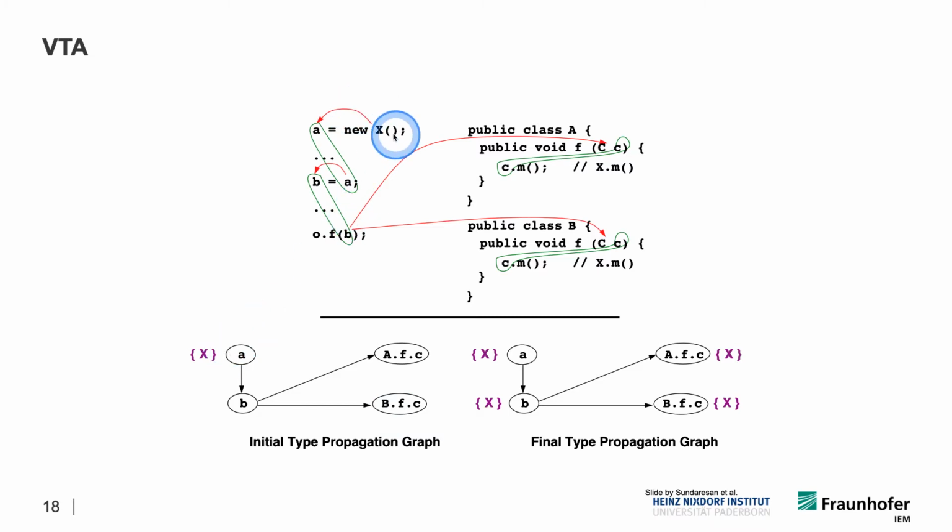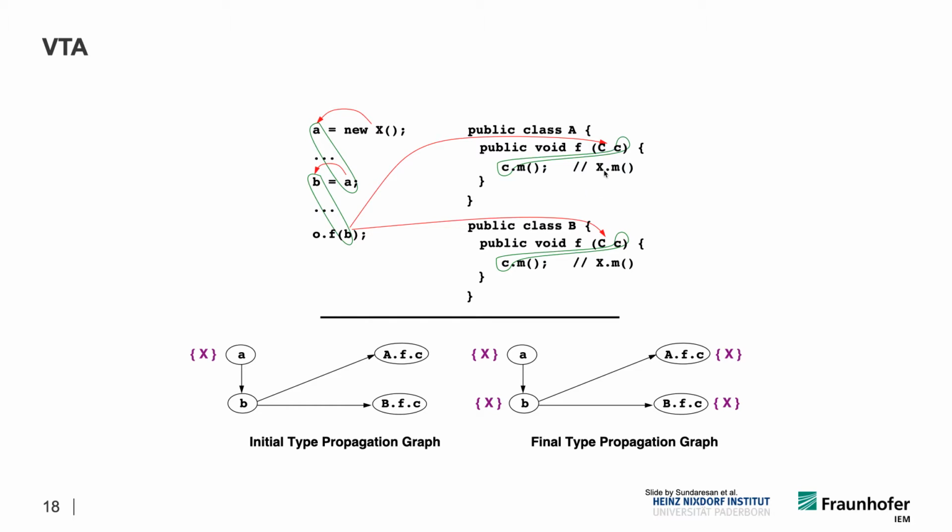So for every assignment of a new object that you have here, you have such an initial type assignment to that node where the initial assignment happens. And then this is being propagated through this graph only. So you're taking this set X and you're propagating it along all the edges until you can't propagate it any further. And then you have your final type propagation graph. And now you can simply read off the results. So you now know that you can have the type X for A.F.C, and therefore this call can go to X.M.